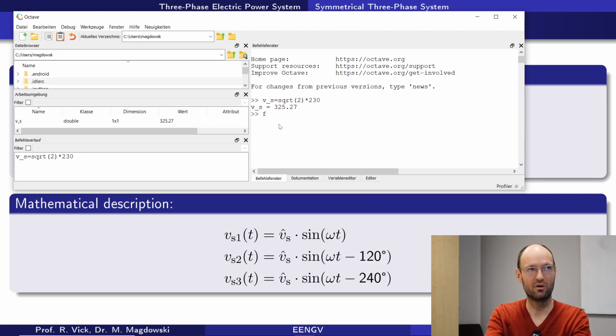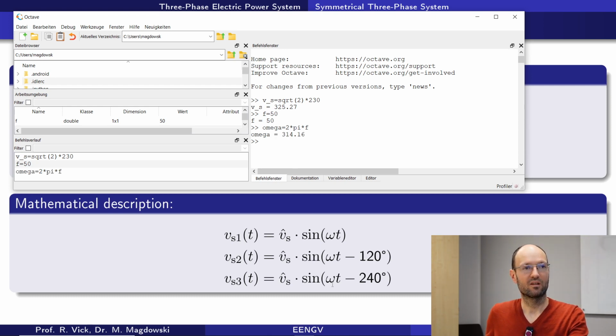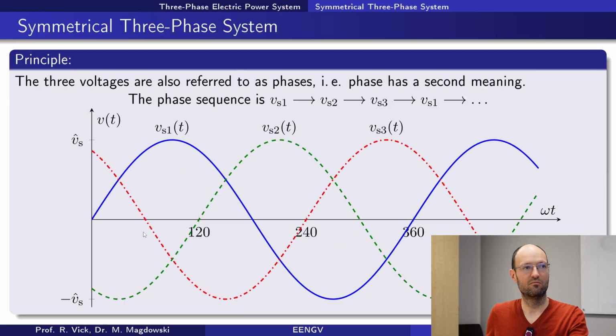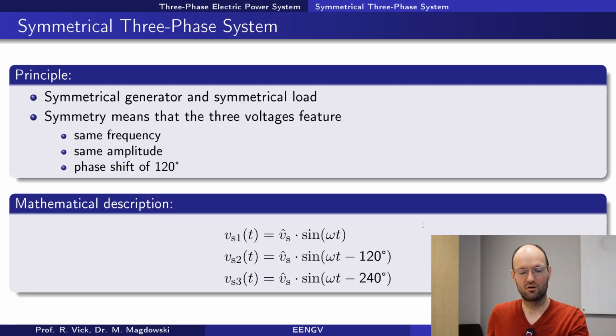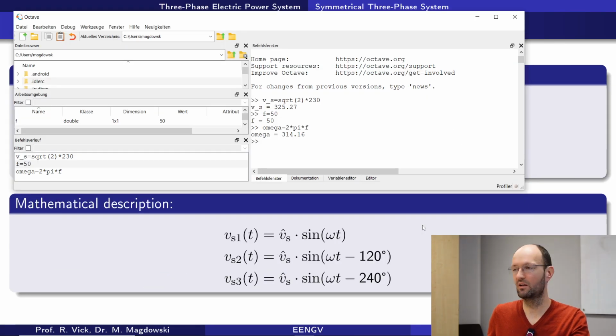Then we need to have the frequency. Frequency is 50 Hertz. How can we calculate angular frequency? 2 times pi times f. Then we need to have some time range for this. How can we get a time range? What would be a meaningful time range?